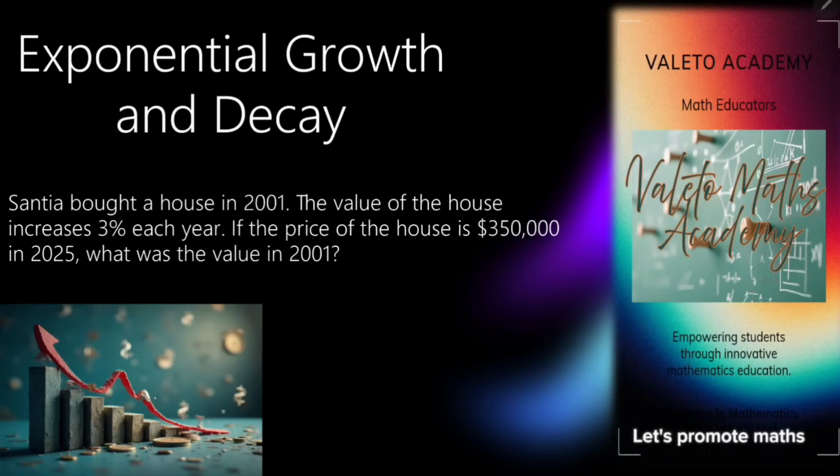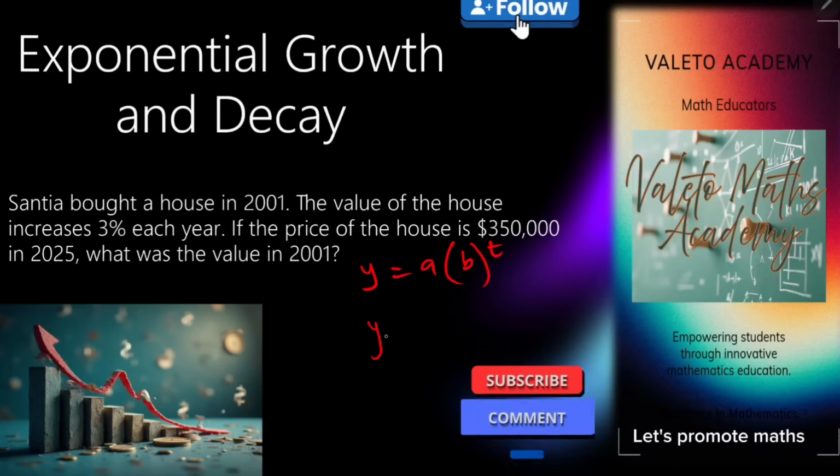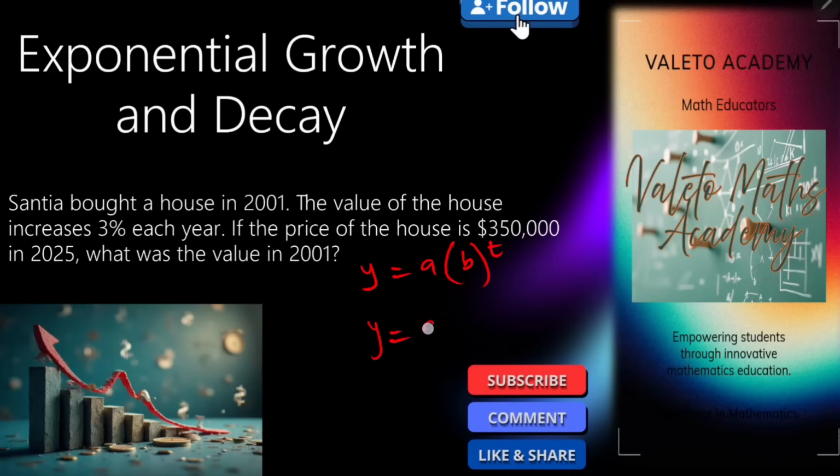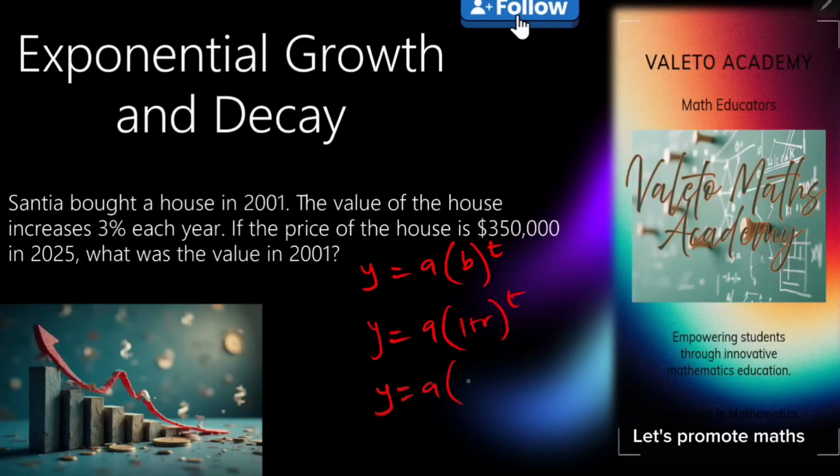The formulas we'll be using today are y is equal to a times b raised to power t, y is equal to a times 1 plus r raised to power t, and y is equal to a times 1 minus r raised to power t. We'll be using these formulas to learn how to handle exponential growth and decay.